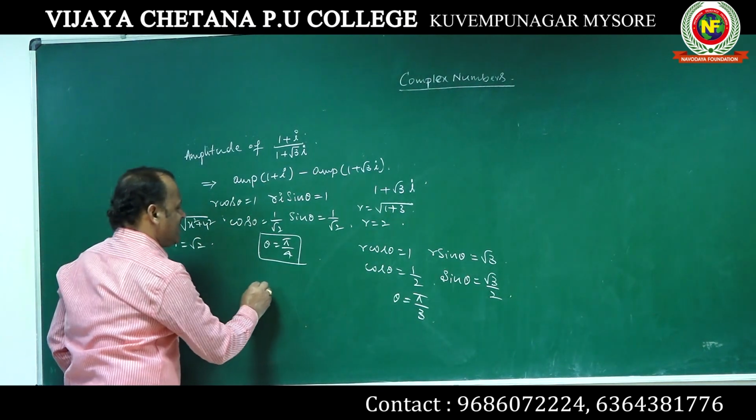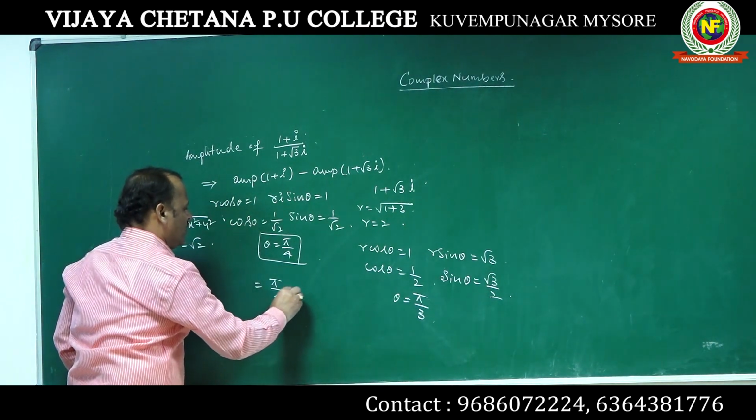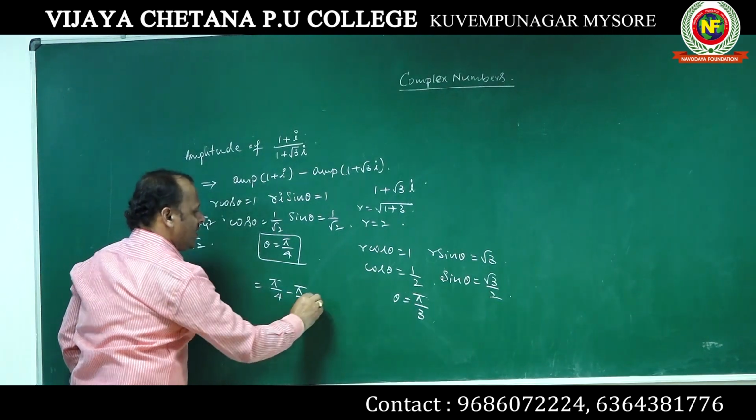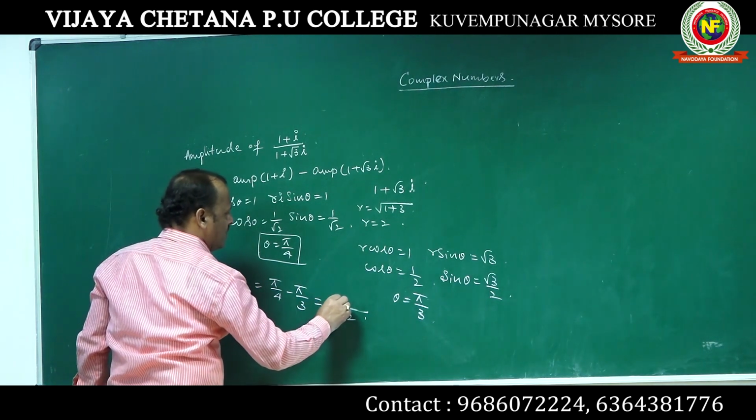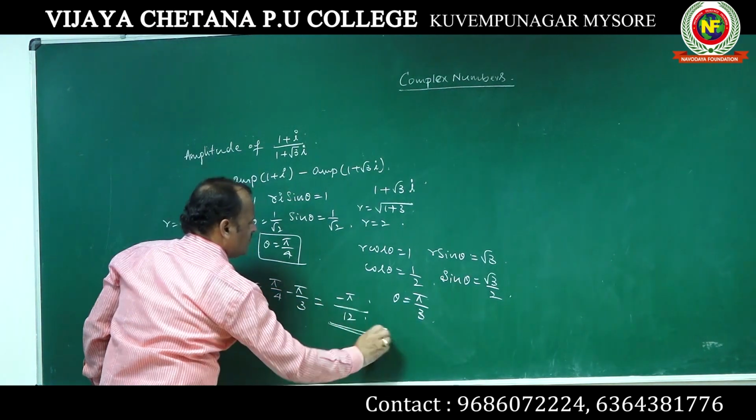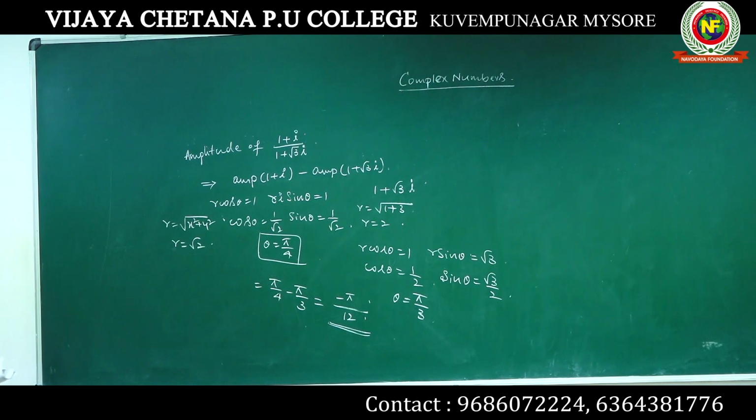Therefore the answer is pi by 4 minus pi by 3. It is equal to LCM 12. 3 into pi is pi by 4, 4 into pi is pi by 3, so pi by 4 minus pi by 3 gives the answer, minus pi by 12.